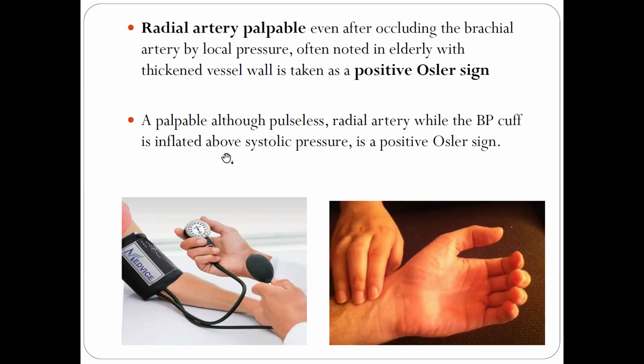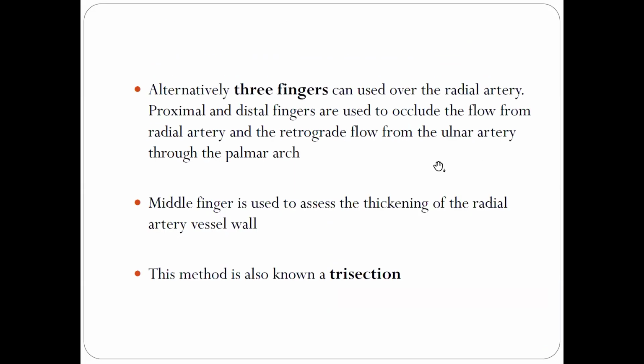Now in the Osler sign, after occlusion the pulsations are gone, but you can still feel the radial artery. So there is a palpable, although pulseless, radial artery while the BP cuff is inflated above systolic pressure. The pulse is gone, but the radial artery is still felt. That means it is a positive Osler sign. It means the artery is so thick, calcified or stiff that it is palpable even above the blood pressure, because the pressure is not able to completely compress it. So this is a positive Osler sign.